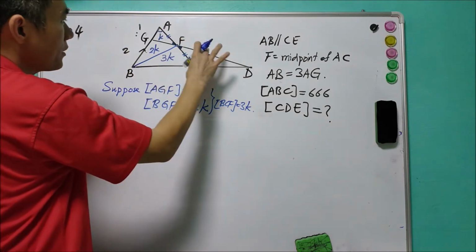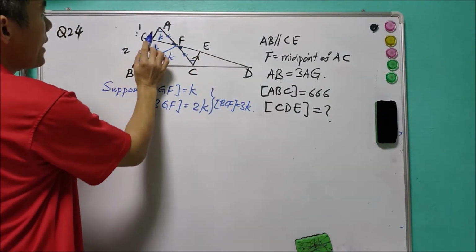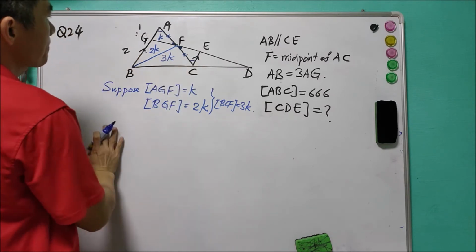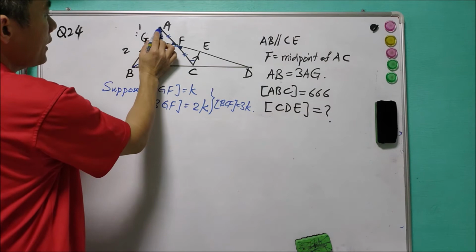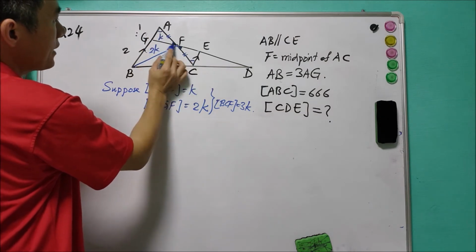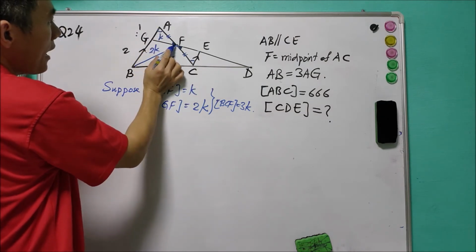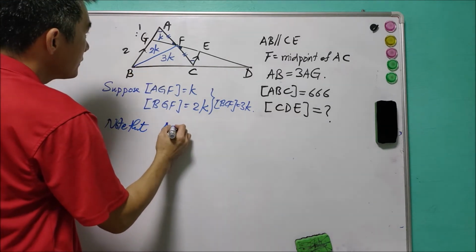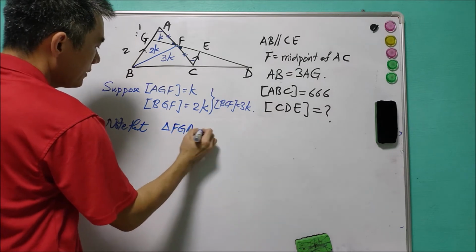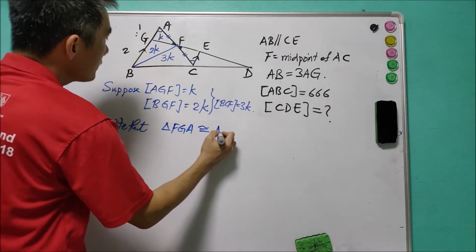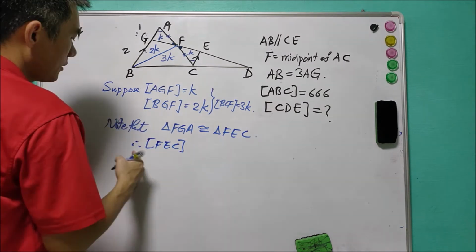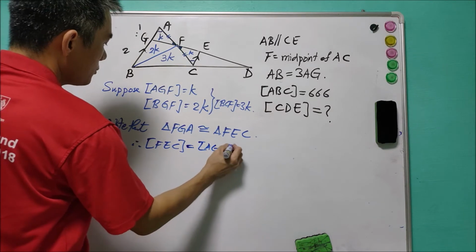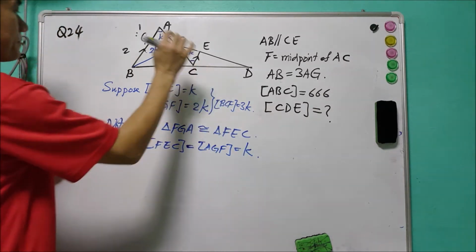Since AB is parallel to CE, we note that the angle GAF equals the angle FCE, and also the angle AFG equals angle EFC. Moreover, AF equals FC. So we conclude that the triangle FGA is congruent to the triangle FEC. The area of triangle FEC is equal to the area of triangle AGF and is equal to K.